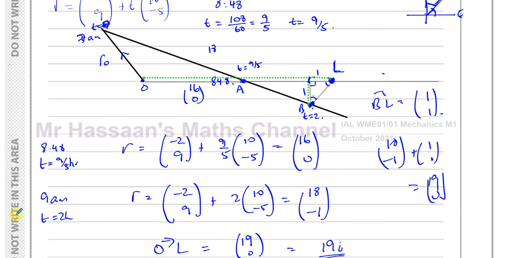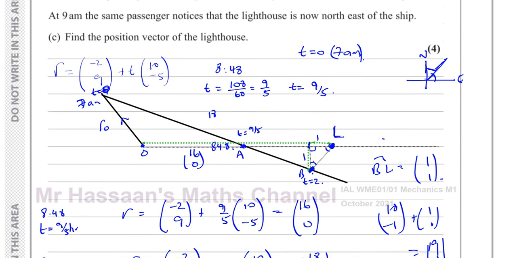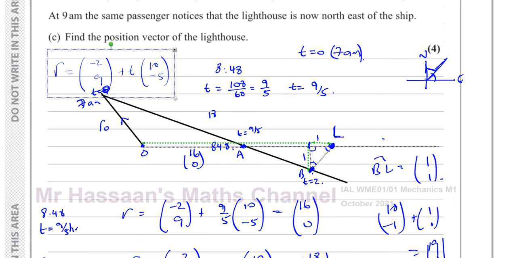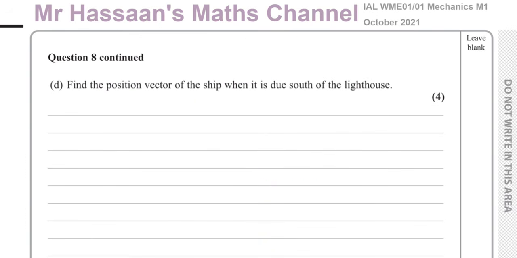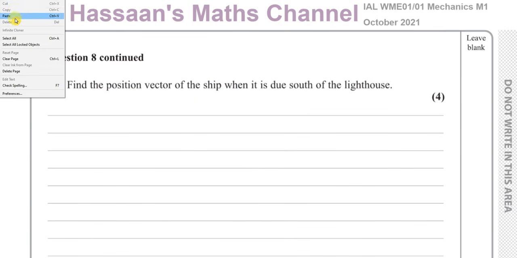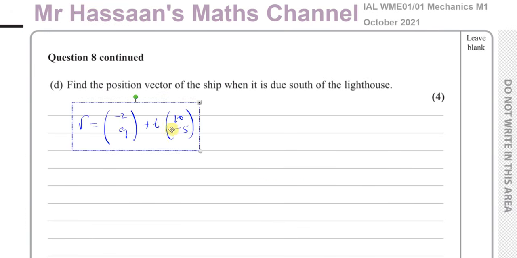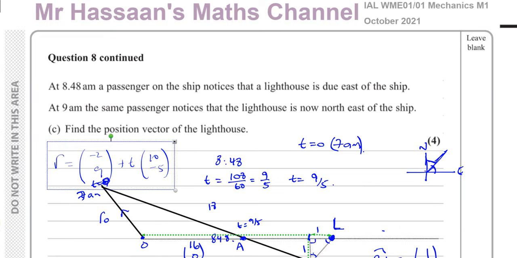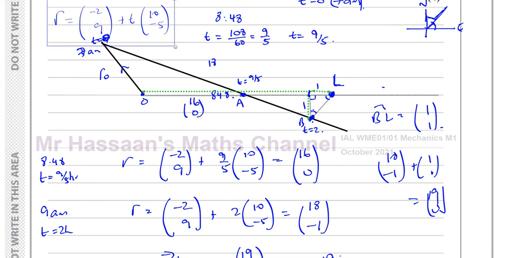And now for part D. Again, I think we'll need this again. Part D says, find the position vector of the ship when it is due south of the lighthouse. So if we just go quickly back to our diagram, when it's due south of the lighthouse, it's going to be down here somewhere.